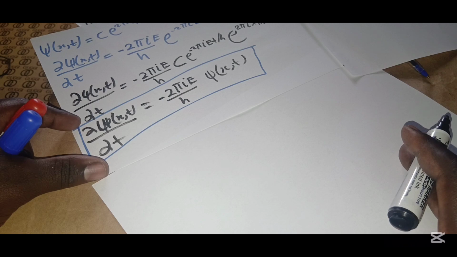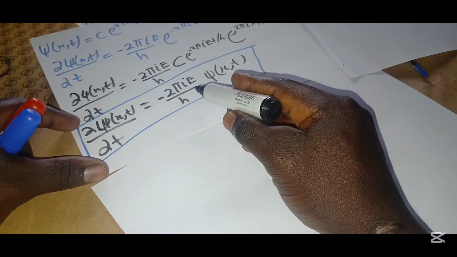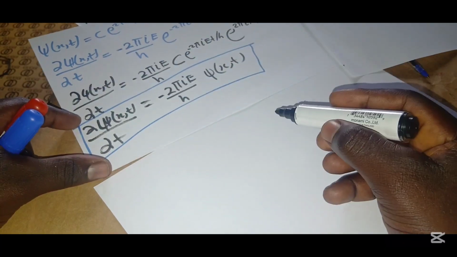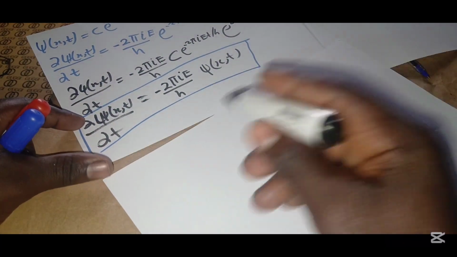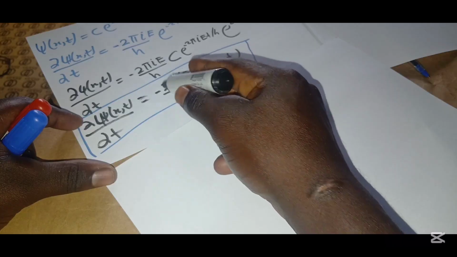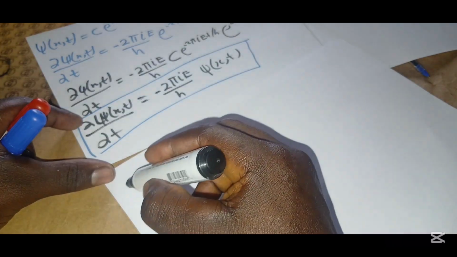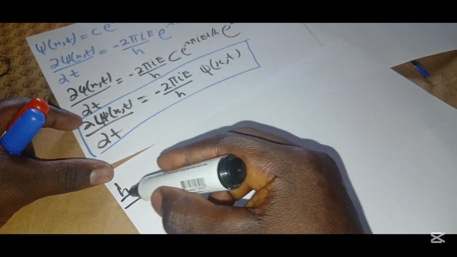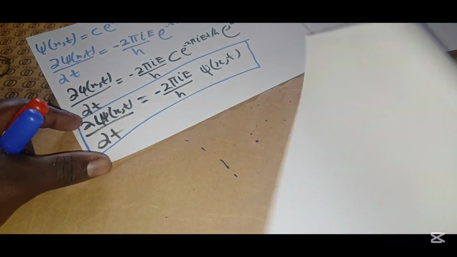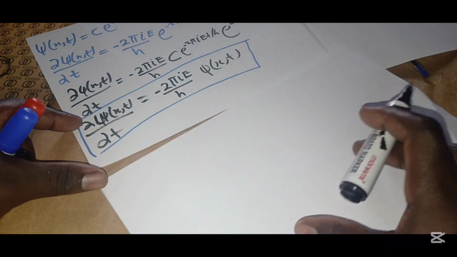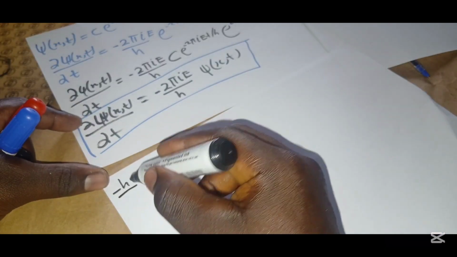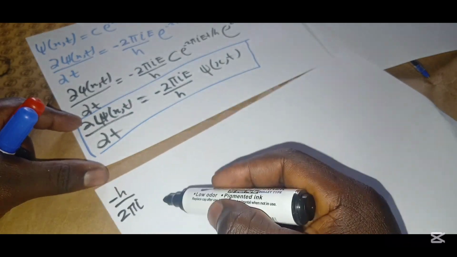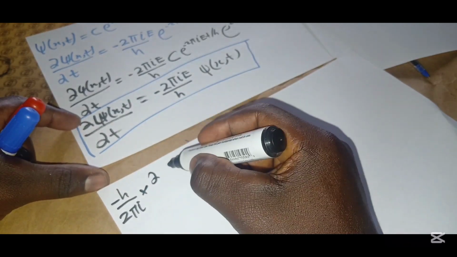So now what do we do? Let's multiply both sides of the equation by the reciprocal of this term, with the exception of E. So we are going to multiply both sides of the equation by h over, sorry, this will be minus h over 2 pi i. So we are going to multiply that on both sides of the equation.